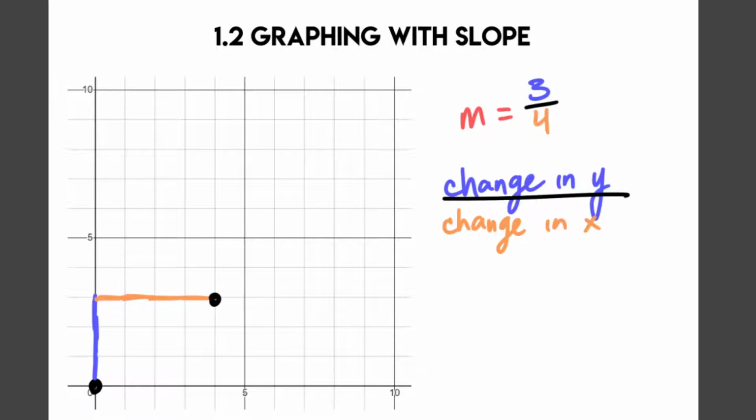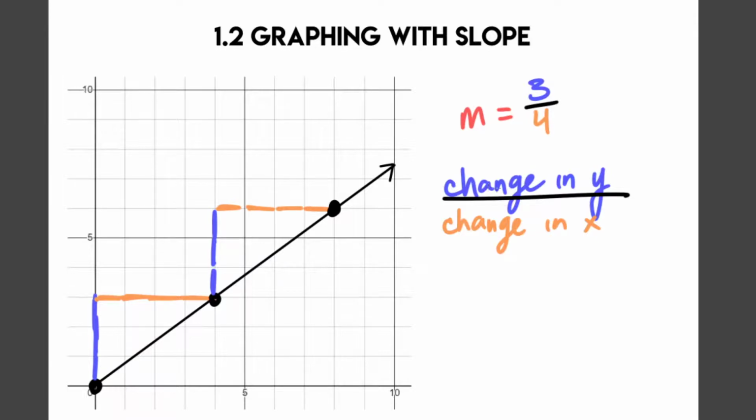Once again, I'm going to do this one more time. It's going to go up by 3, so 1, 2, 3. And it's going to go over by 4. 1, 2, 3, 4. And here's my next point. Lovely. Once again, grab your ruler, or in this case a line tool, draw it straight through those dots, and bada bing, you have successfully graphed out your slope.